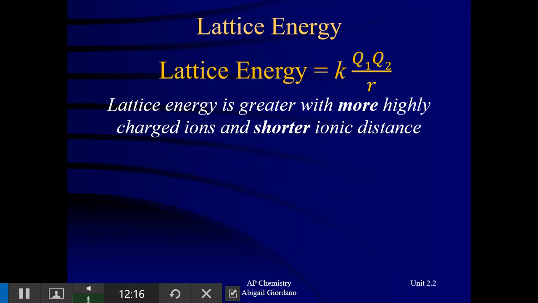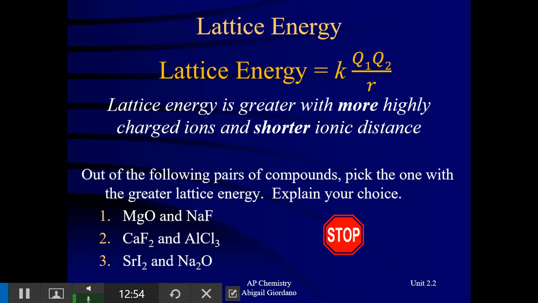But guess what? The relationships that we talked about with Coulomb's law are exactly the same. The lattice energy will be greater the more charged those particles are. And that lattice energy is going to be greater when those two charged particles are closer together. If you start moving them farther apart, that force of attraction is weaker and the lattice energy will be less. So it's all connected.